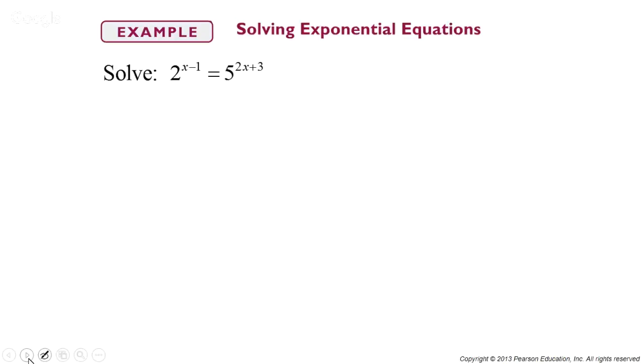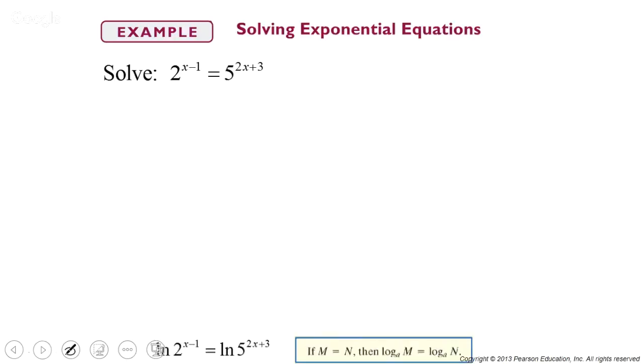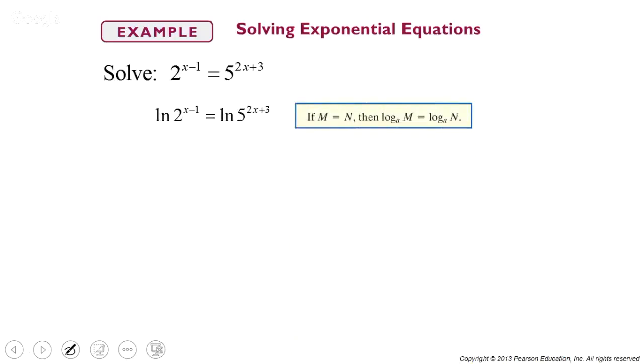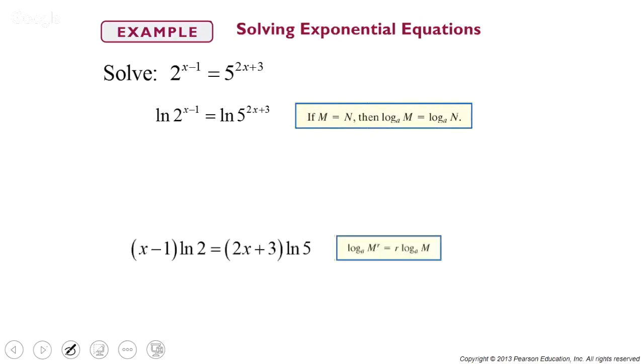So here, this problem is a little bit different. In a way, it's similar. We still have bases; we cannot make 5 into base 2 or 2 into base 5. I can't do it. So the exponents still have variables in them, and I need to get those down. The only way to do that is by ln'ing both sides. So I'm going to ln both sides.